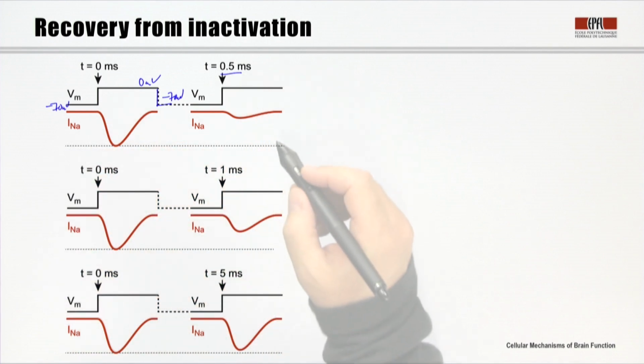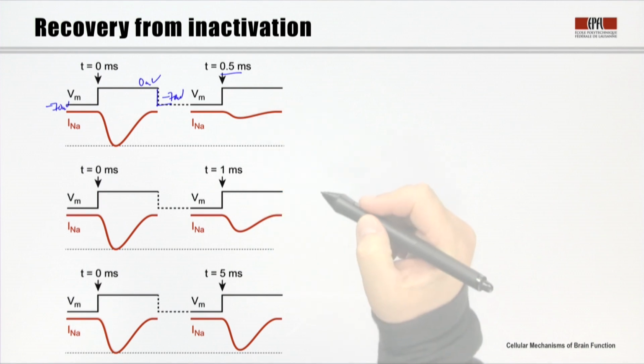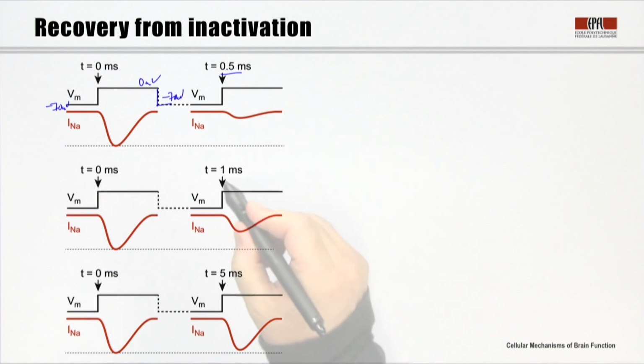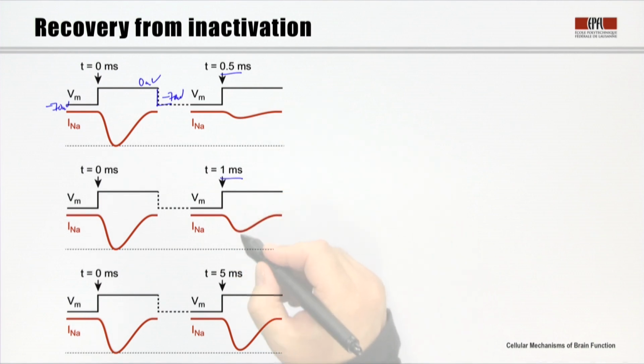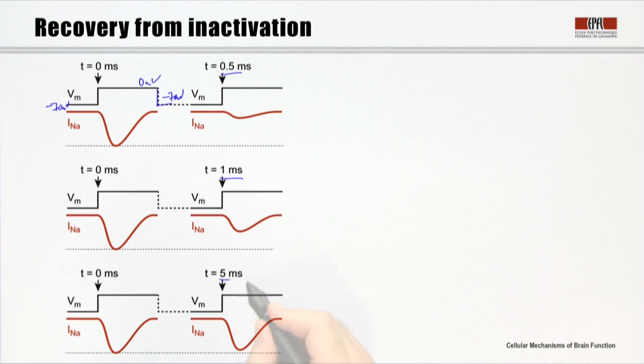If we wait half a millisecond, we get some recovery, but not much. If we wait 1 millisecond, the recovery is already better, and after about 5 milliseconds, we're almost back to the full voltage-gated sodium current that we had from control conditions.